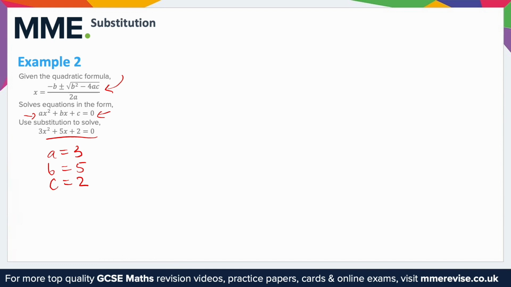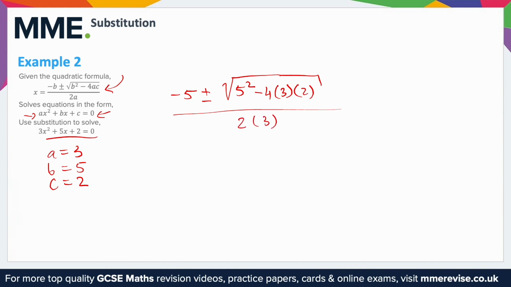So first off, minus b, so that's going to be minus 5, plus or minus the square root of b squared minus 4ac. So that's the square root of 5 squared, minus 4 lots of 3, times by c, which is 2. So there's the top of our fraction. And then on the bottom, we've got 2a, so that's 2 lots of 3. And this is x equals this.